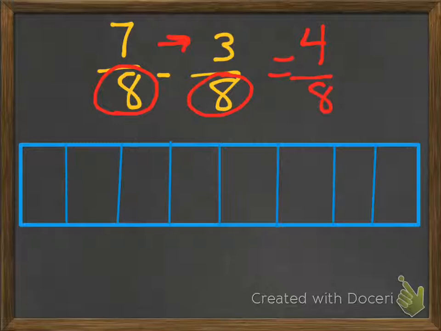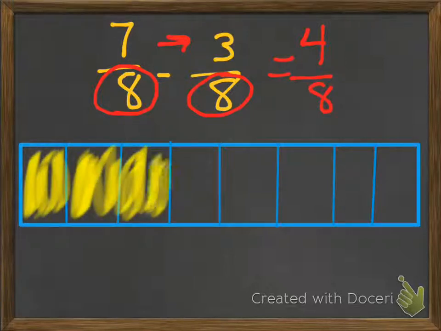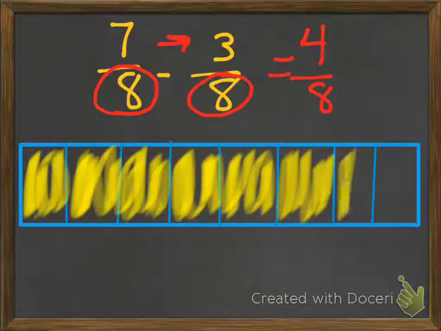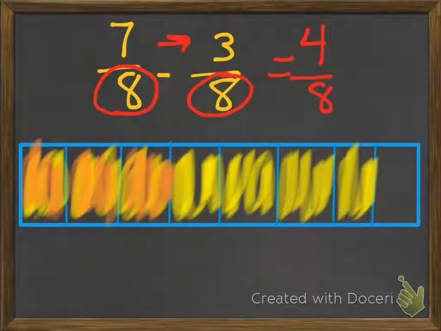We can also show it in the picture here. We know we have 7/8, so we have 1, 2, 3, 4, 5, 6, and 7, and we want to subtract 3 of them. So we can subtract 1, 2, 3. And what do we have left? Well, we have these 4 left.